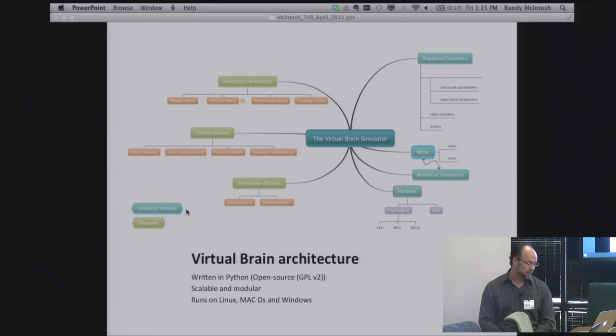Right now the license is the GPL version 2. The platform itself is scalable and modular. I can run it on my laptop. I can run it on a large cluster. I can run it on Unix, Windows, Mac, whatever you want. And it runs under OpenGL primarily.